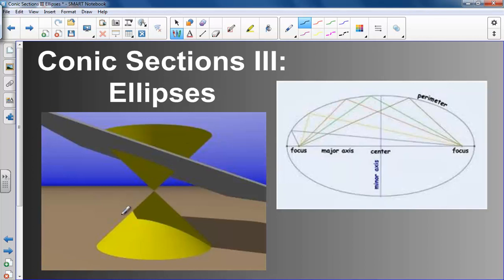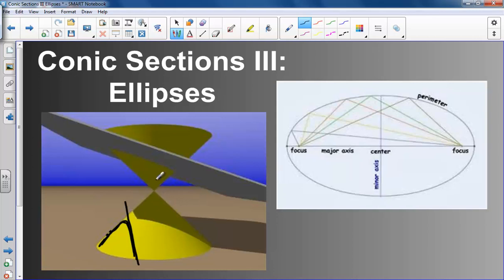So let's kind of review the different ways we cut through the cone. We talked about in the first section, if I had a plane like this and if I cut down through the base, when I cut that piece off, I would wind up with this parabola shape. And so that's where my parabola comes from.